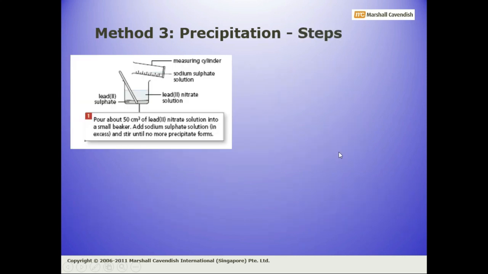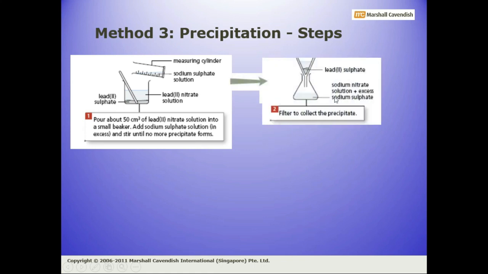So how is this procedure carried out? The first step, pour 50 centimeter cube of lead nitrate solution into a small beaker. Add sodium sulfate solution in excess. Why are we using it in excess? To ensure the completion of reaction, and stir until no more precipitate forms.